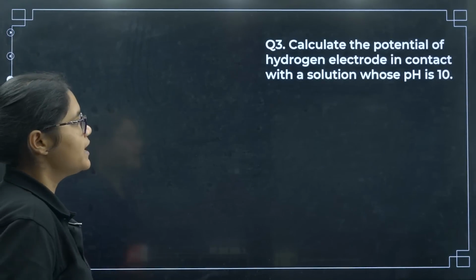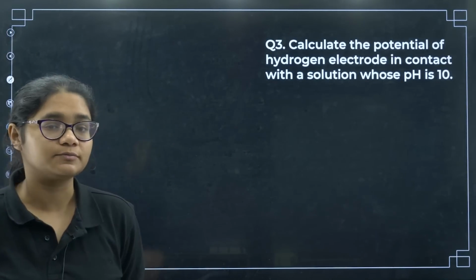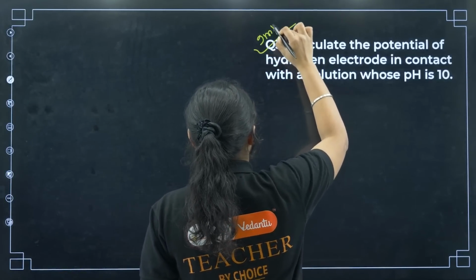Next, question number 3. Calculate the potential of the hydrogen electrode in contact with a solution whose pH is 10. Yes, this is an NCERT in-text question and this is an important question as well.